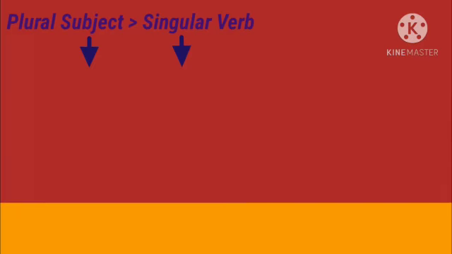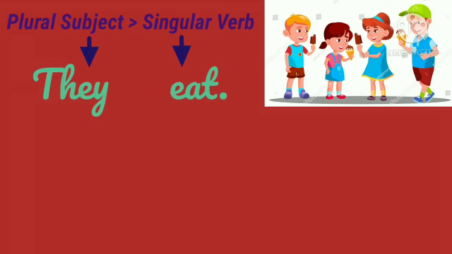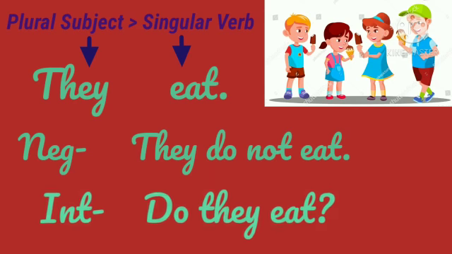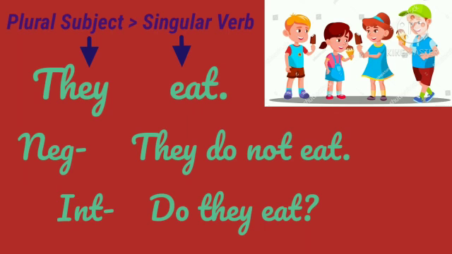Now let's move on to the next one. They eat. As you can notice, they is plural. So the verb eat is singular. Let's make it negative according to the rule. It is: They do not eat. Now let's make it interrogative by changing the position of do, as you have already learned. Yes, it will be: Do they eat? Do will come to the beginning of the sentence and we will surely omit not.